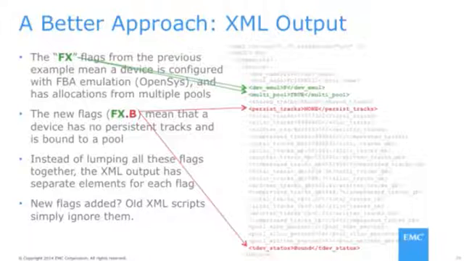But the old script that we wrote to parse just for the F and X flags, it can just completely ignore those other elements because it's not shifting around the output. And even if you did shift around the output a little bit, we're looking for very specific elements. We're not looking for text patterns. So changing the XML output is not going to break old scripts. Does that make sense?